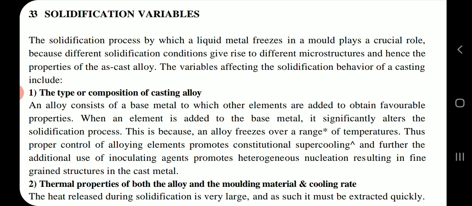An alloy consists of a base metal to which other elements are added to obtain favorable properties. When an element is added to the base metal, it significantly alters the solidification process. This is because an alloy freezes over a range of temperatures. Thus, proper control of alloying elements promotes constitutional supercooling, and further, the additional use of inoculating agents promotes heterogeneous nucleation, resulting in fine-grained structures in the cast metal.